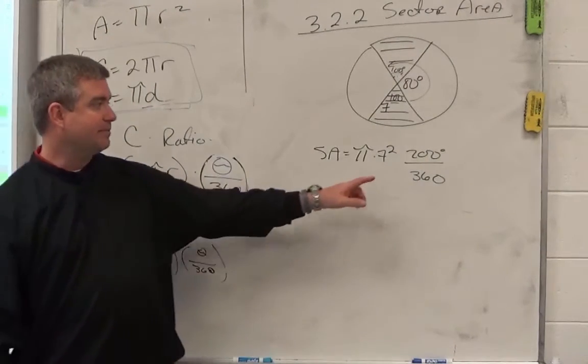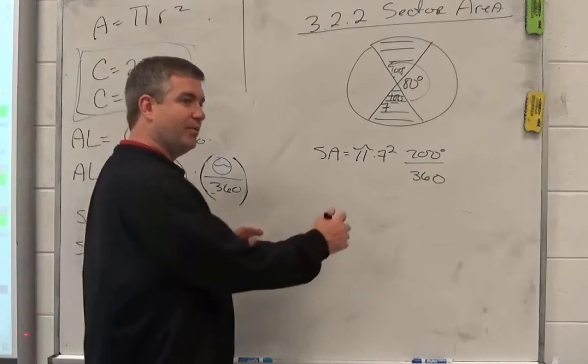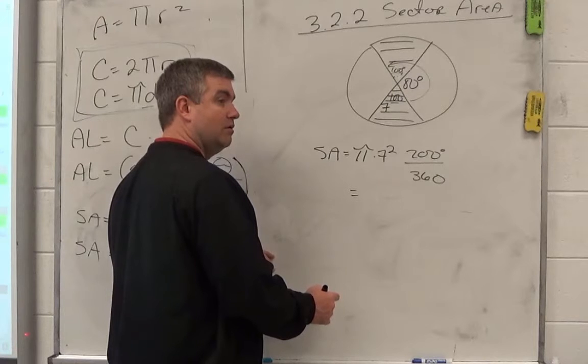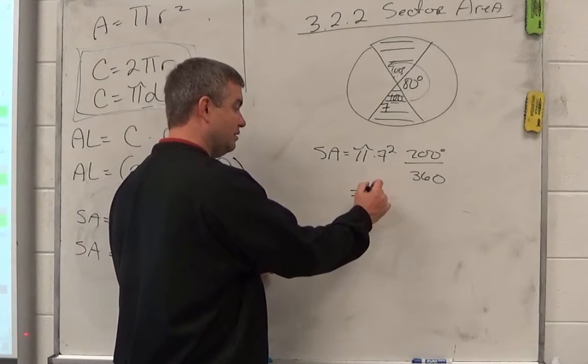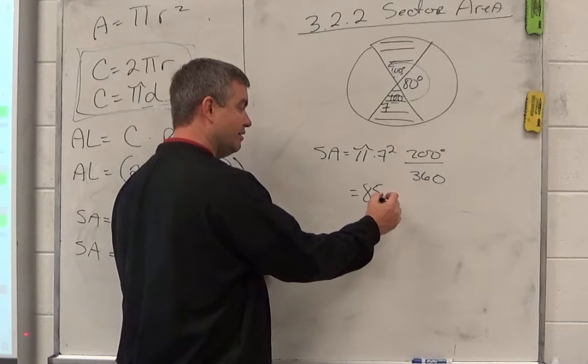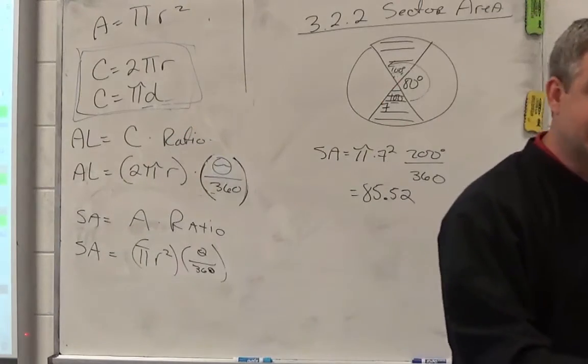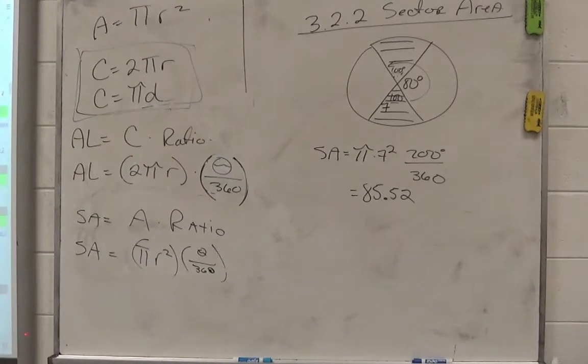Okay? So I can simply change my ratio to 200 over 360, type all that in, tell me what I get as a decimal. 85.52? Is that right? Did everybody get that? Practice typing it in now. Pi times 7 squared times 200 over 360. See if you get 85.52. Is that what you got, Turner? Okay. Everybody got the same answer. Questions? All right, so that's sector area.